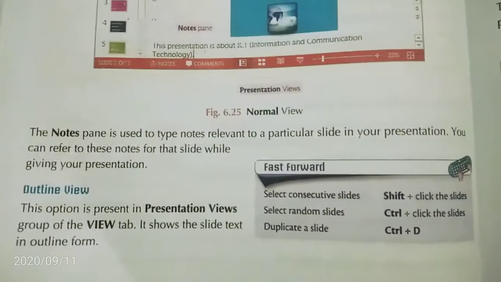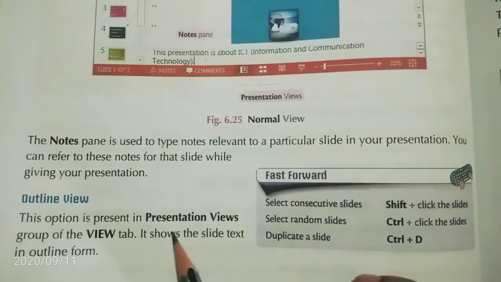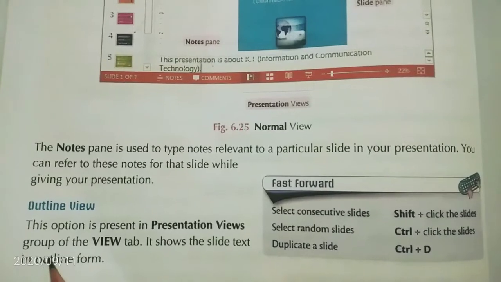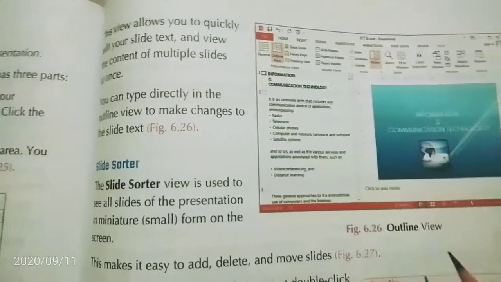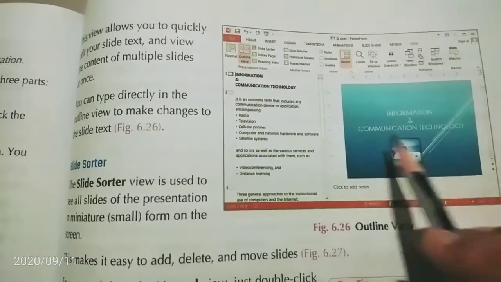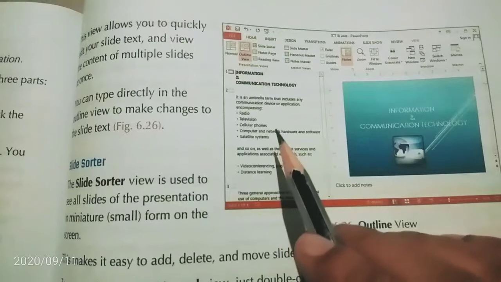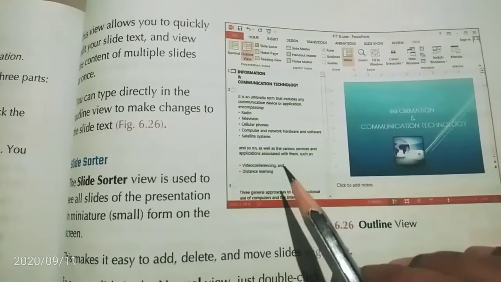Then after that, outline view. This option is present in the Presentation Views group of the View tab. It shows the slide text in outline form. Outline form means like this. See, in the book it is given. That means the slide will be here and the details of the slide will be given at the side. All the details about the slides will be given here.